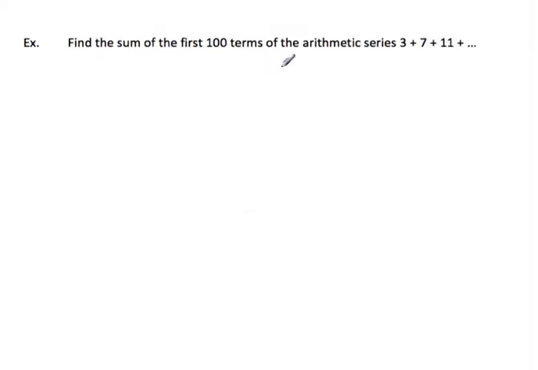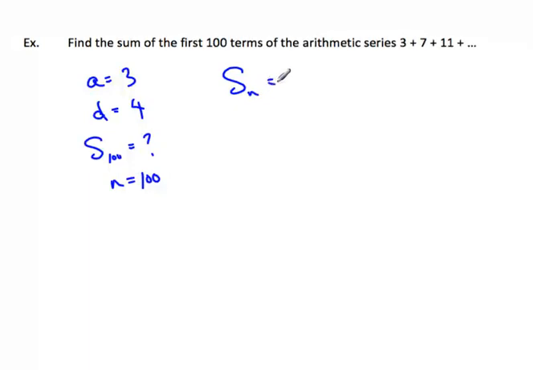Find the sum of the first 100 terms of this arithmetic series. So we know that a is equal to 3. We know that the common difference d is equal to 4. We can work that out quickly. And we're looking for the sum of the first 100 terms. So n is going to be equal to 100. So we just plug it into our formula. S sub n is equal to n times 2a plus n minus 1 times d, all divided by 2.